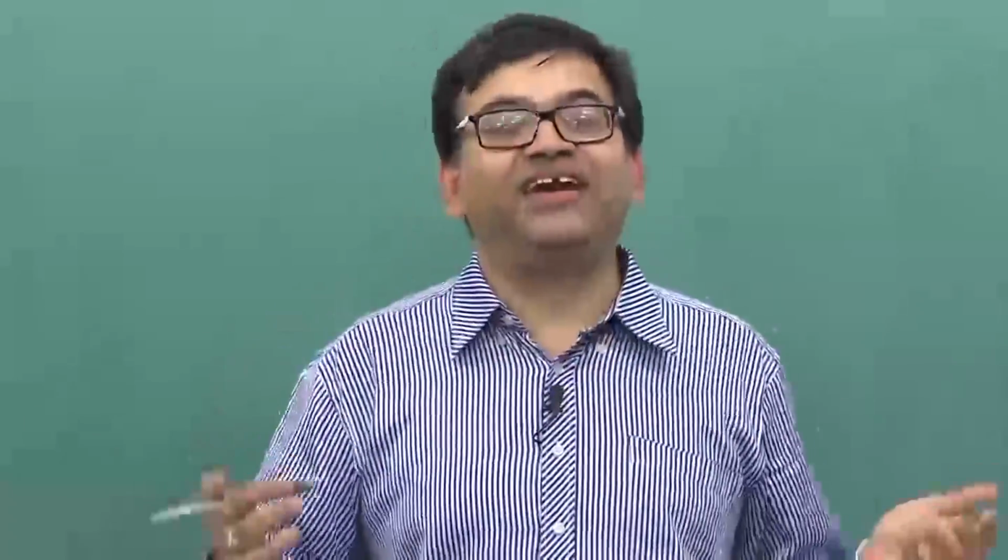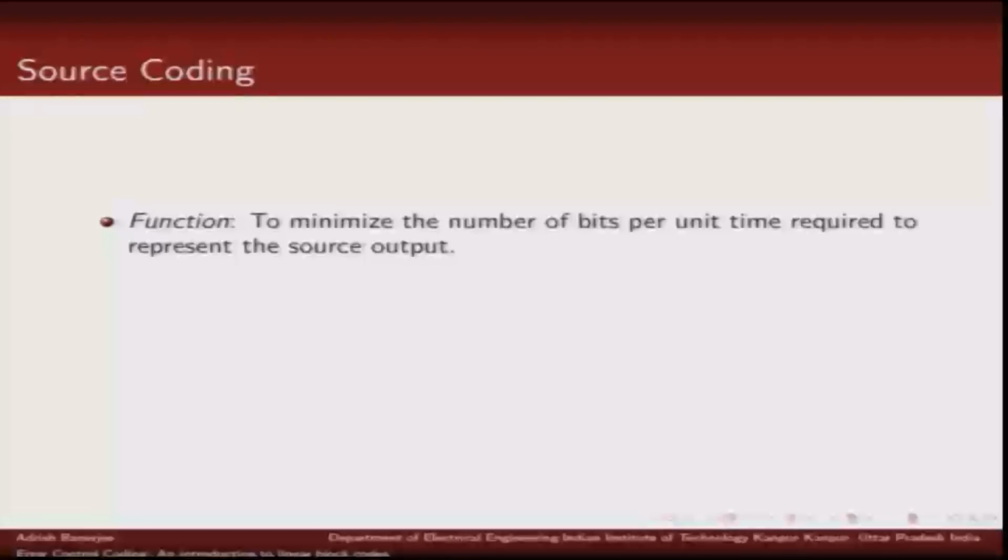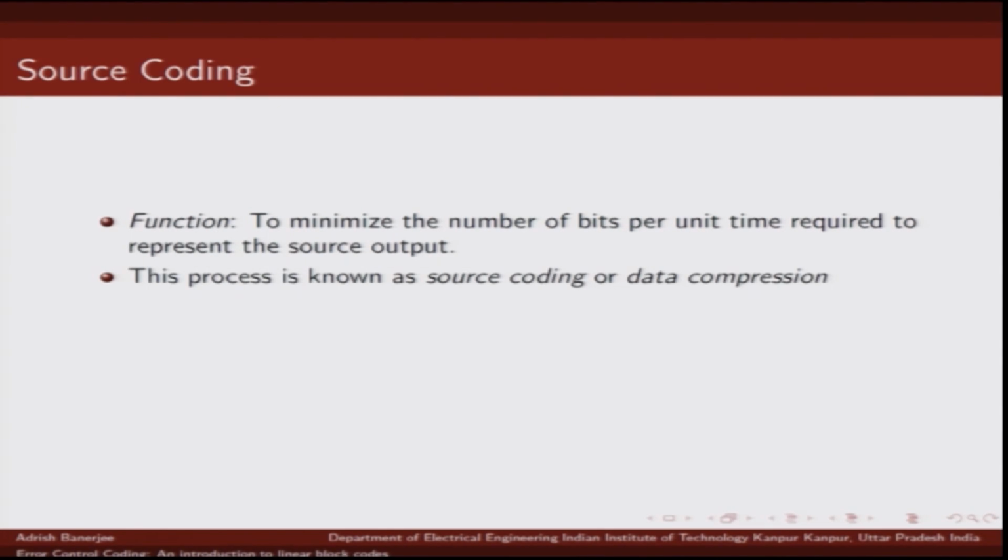Like that, there is a lot of unnecessary redundancy built into the source, which we would like to get rid of, and that is the job of the source encoder. So the source encoder will like to represent our source compactly in the minimum number of bits required. That is basically the objective of the source encoder. So it does data compression.